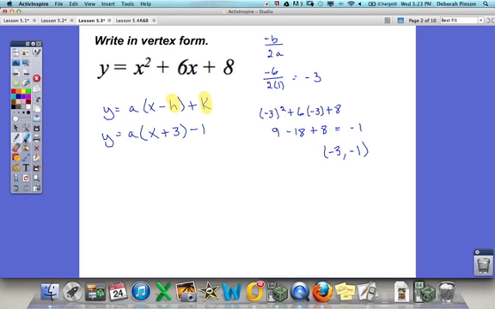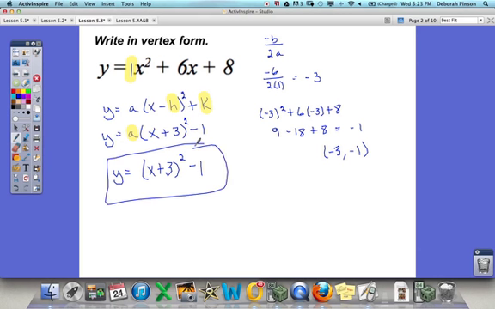Now the last thing then I need to find is my a. The a is going to be the same in the two equations. So if this is 1, so is my a right here. So it's 1, x plus 3, I forgot my squared in both of these, minus 1. So there's vertex form.